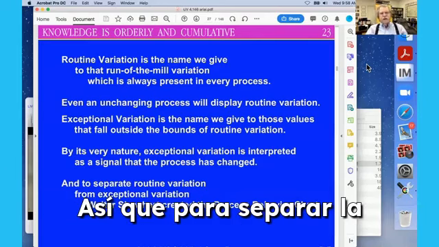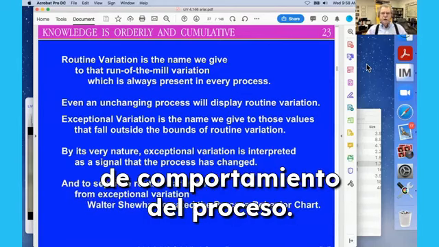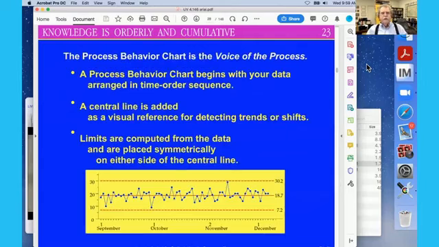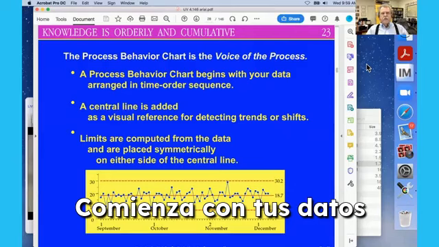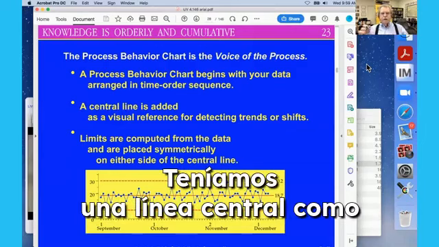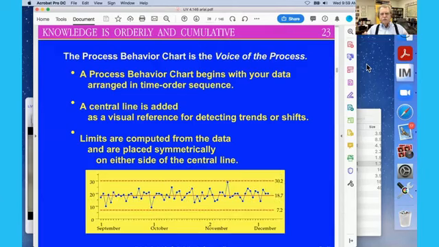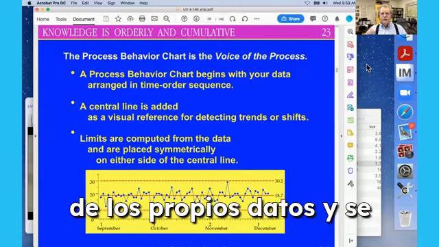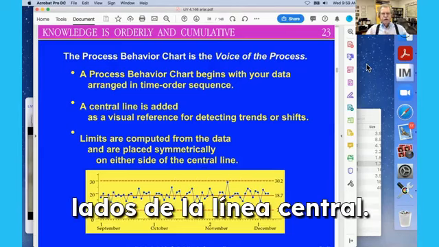So to separate the routine variation from the exceptional variation, Walter Shewhart created the process behavior chart. The process behavior chart is the voice of the process. It begins with your data arranged in time order sequence. We add a central line as a visual reference for detecting trends or shifts. Then the limits are computed from the data themselves and are placed symmetrically on either side of the central line.